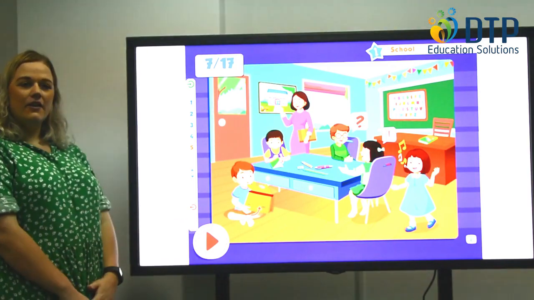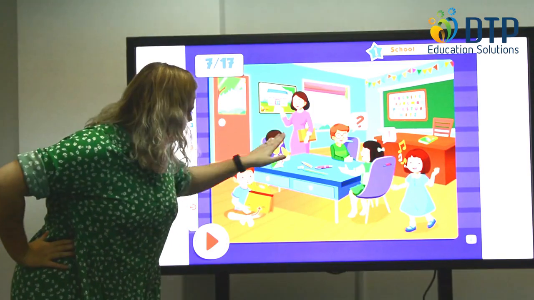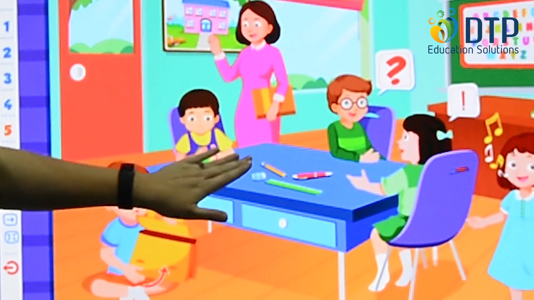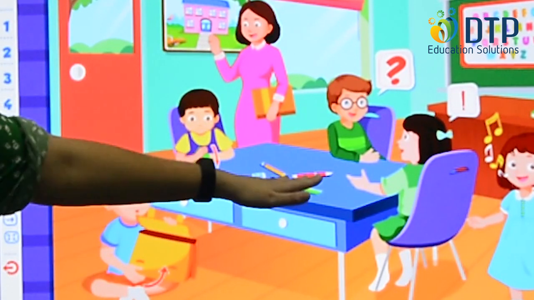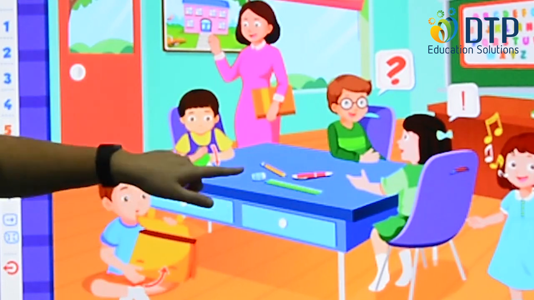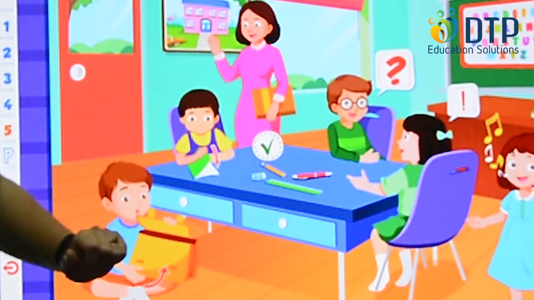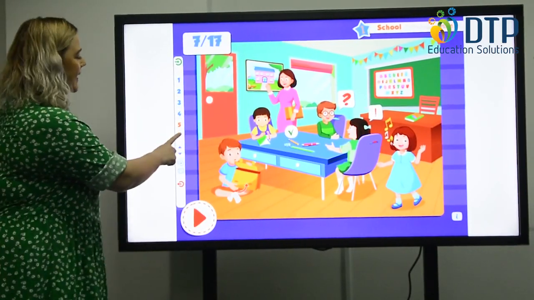And then last one, number seven. Where is the pencil? So we've got a few things on the table here. We've got a ruler and an eraser and a pen. And then last one, is it a? I think it is. Yeah! Pencil.